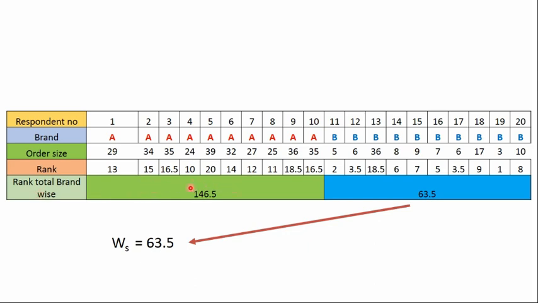If you check, this total is 146.5 and this total is 2 plus 3.5 plus 18.5 plus 6 plus 7 plus 5 plus 3.5 plus 9 plus 1 plus 8. This is 63.5. We will check the smaller rank total. We will use this figure in our Z statistic in the calculation of the test statistic. This WS, S for smaller, WS is the lower of the two, 63.5.